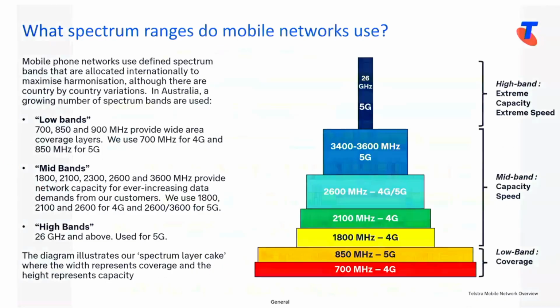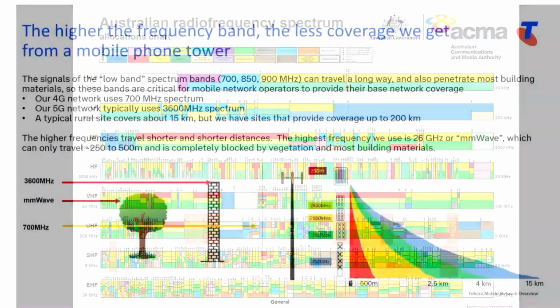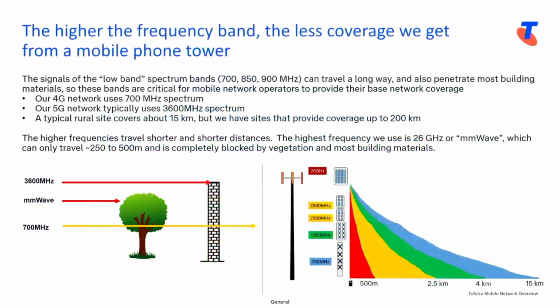Just on that map, those are the bands I was pointing out, and there's some higher stuff there, and that's where we're operating the mobile network at the moment. I touched on this one, but just to reinforce the idea: the lower bands give us more coverage, and higher bands give more capacity but less coverage.